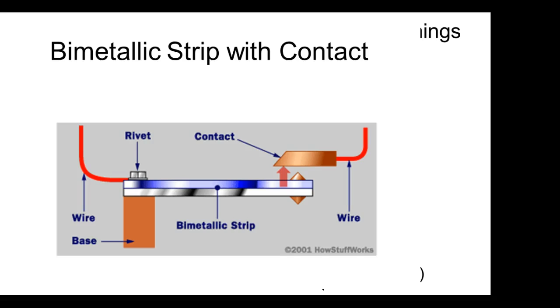The bimetallic contact strip, pretty straightforward. So we allow the current to pass through this. Now, it doesn't have much resistance, right? You understand that. But every wire has resistance, and if you put enough current through any conductor, it's going to get hot.